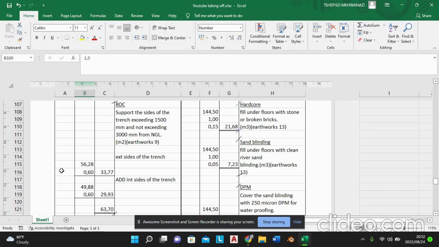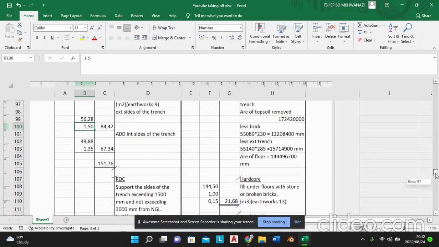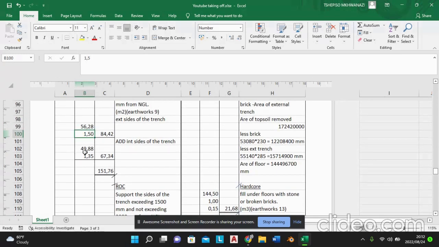Here the first part of risk of collapse, we're going to use the external sides. We're going to use 1.5. For the internal sides, we're going to use 1.35 because we had to subtract the topsoil removed, and then we get this one. And then we move to the second part.